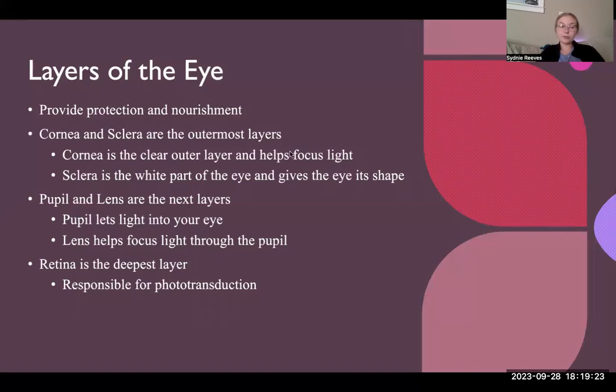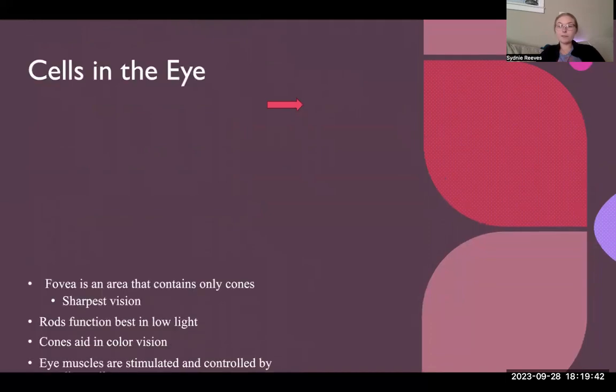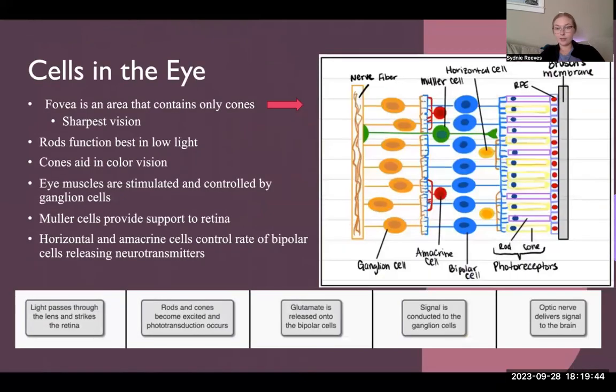The pupil and lens are going to be the next layers. The pupil is what lets light into your eye. So like the previous picture showed, the light is entering through the pupil. And the lens helps focus and hone in the image that you're trying to form. And then your retina, like I showed, is the deepest layer, and that is what is responsible for phototransduction. If the retina gets damaged, it can be a real problem.